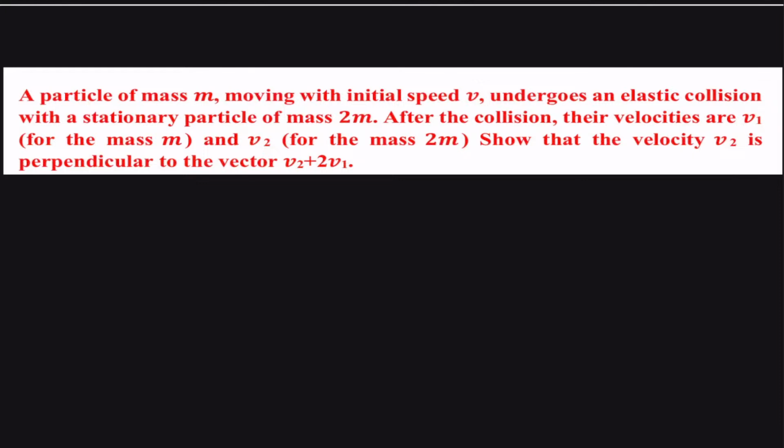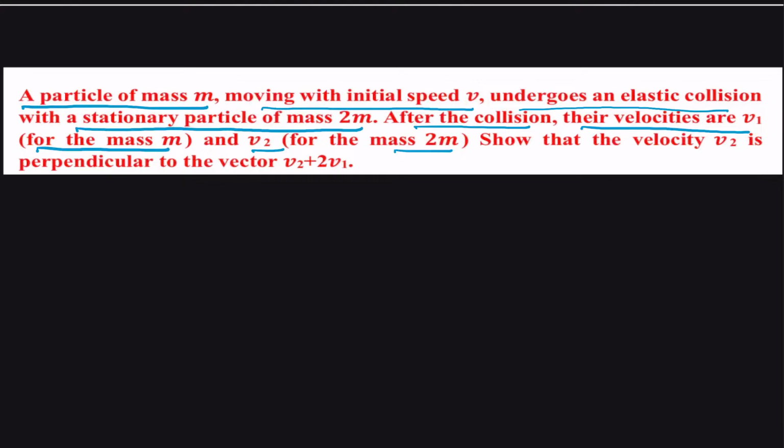So it is given a particle of mass m moving with the initial speed v undergoes an elastic collision with a stationary particle of mass 2m. After the collision, their velocities are v1 for mass m, v2 for mass 2m. Show that the velocity v2 is perpendicular to the vector v2 plus twice v1. Okay, so we have to prove the perpendicularity, and for that we can use the property of our dot product. Ultimately we are going to use that.